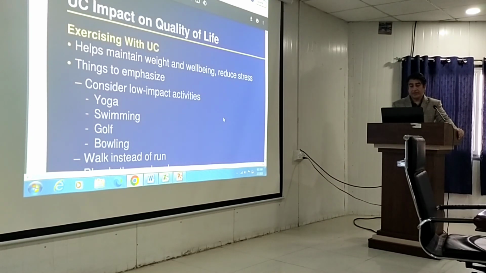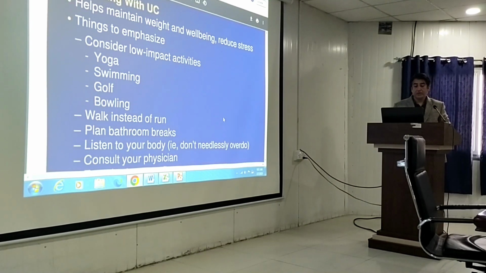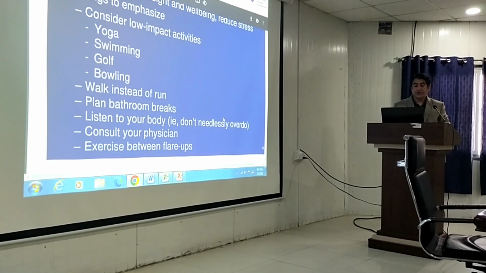Exercising with ulcerative colitis helps maintain weight and well-being and reduces stress. Things to emphasize: consider low-impact activities, yoga, swimming, golf, bowling, walk instead of run, plan bathroom breaks, listen to your body, don't needlessly overdo it, consult your physician, and exercise between flare-ups. So these are all the factors we can make patients aware of.